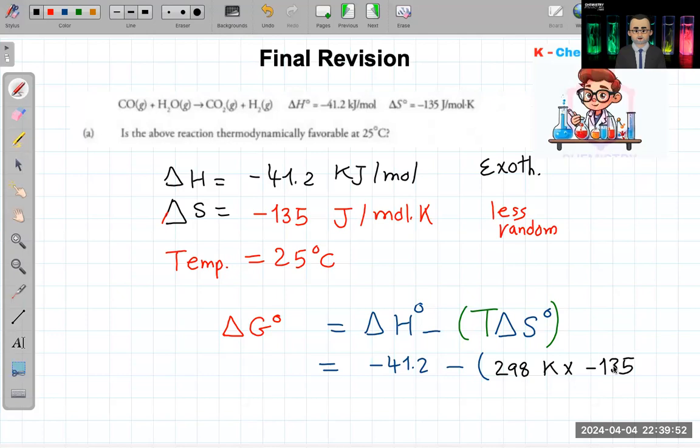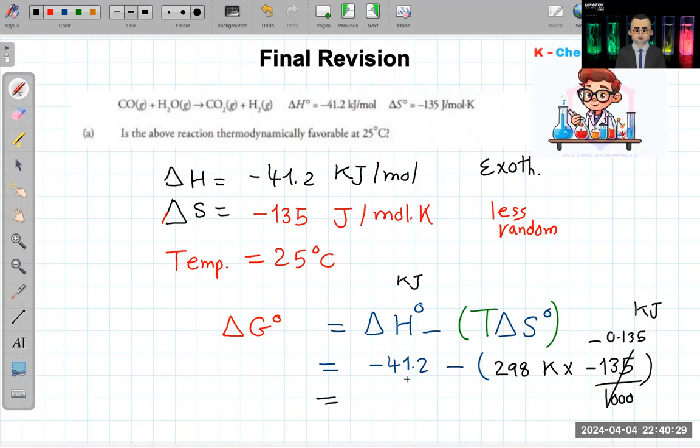Don't forget what we agreed about. What did we agree about? Both of them have to be in the same units. So you have to divide this 135, which is in joules, by 1000 to change it into kilojoules. So this will be negative 0.135. Now this is in kilojoules and this is in kilojoules. Otherwise, you cannot have different units. Don't forget the negative sign because this is very important. Otherwise, it will change the value for you.